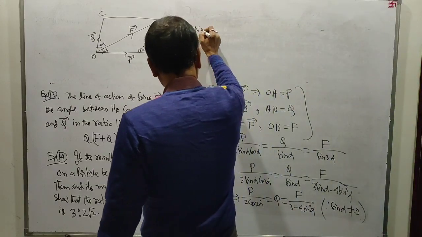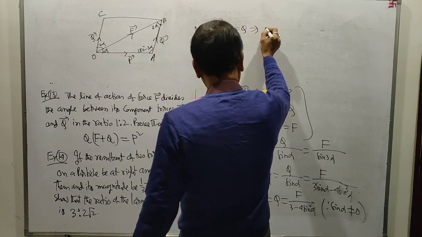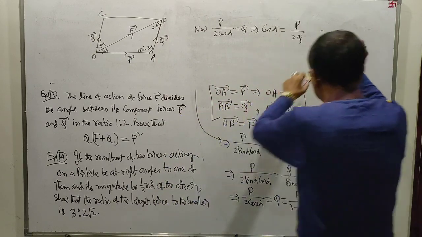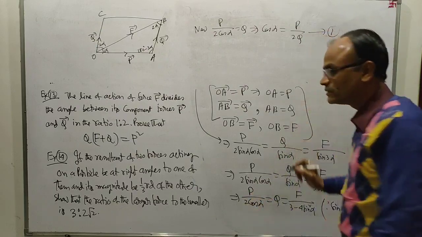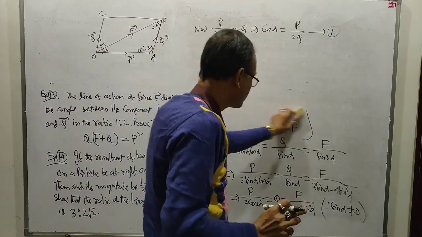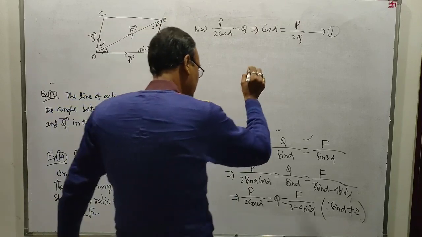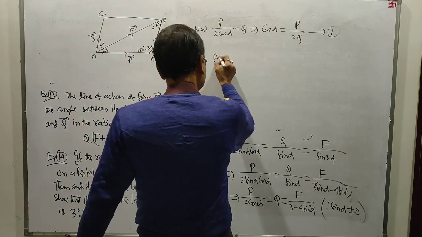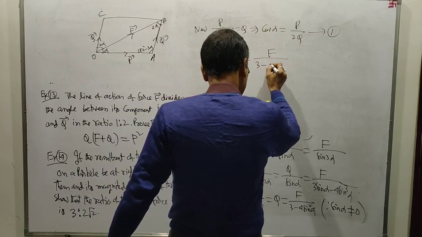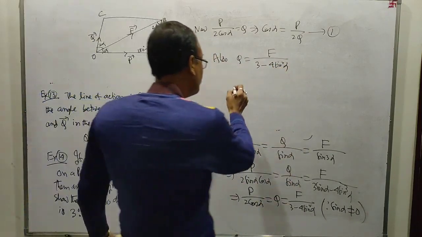Now, P by twice cos alpha equals Q. This means cos alpha equals P by twice Q. Suppose we mark it as number 1. Also, Q equals F divided by (3 minus 4 sin square alpha).